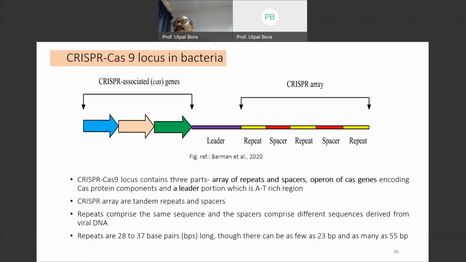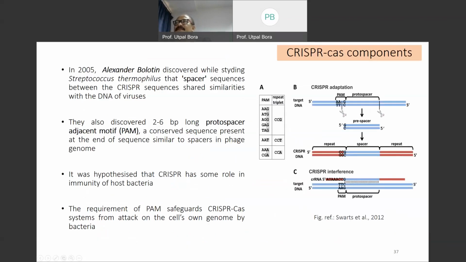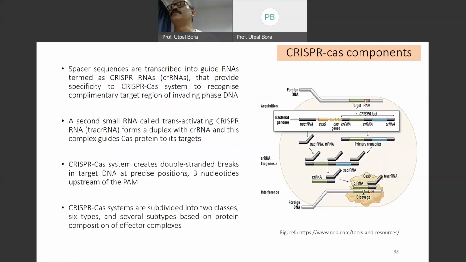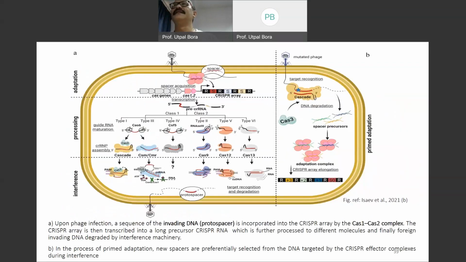It's a kind of like citizens coming into another country, where the visa officer will keep the documentation. So these repeats are basically originating from the virus, and they are 28 to 37 base pairs long, though there can be as few as 23 base pairs and as many as 55 base pairs. These are variations which often happen in biology. I will not discuss this discovery at length because you have a full class on the CRISPR-Cas9 system, and probably Dr. Rubul Maut will be delivering that lecture from the USA.